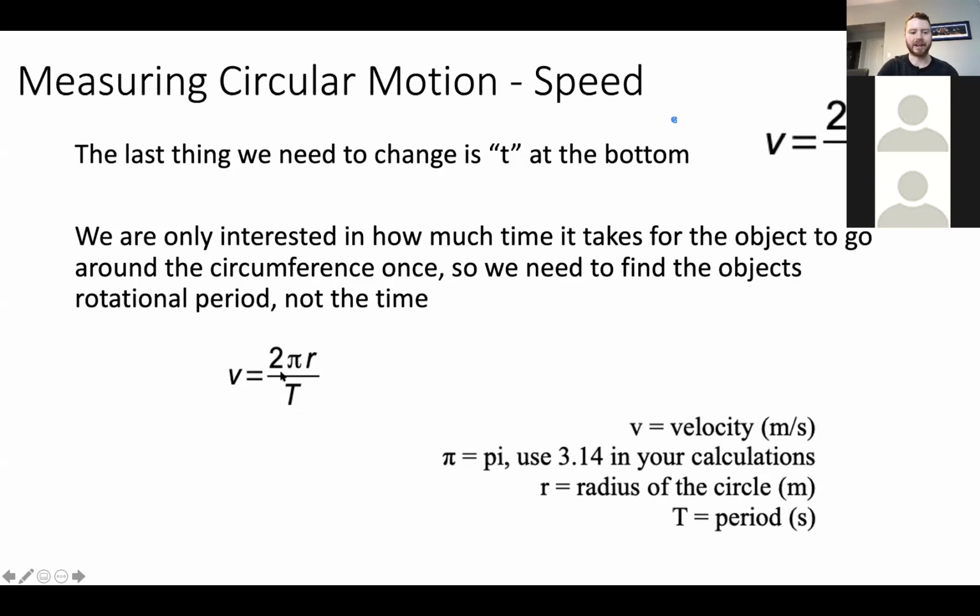So this formula here, v is equal to 2 pi r over T. This is on your formula sheet, the last row of the kinematics section. So you don't need to remember that, but just know if we're calculating the speed of an object experiencing circular motion, this would be the formula we would like to use. So v is velocity or speed in meters per second. Pi is pi, of course. r is the radius, and T is going to be the period in seconds.